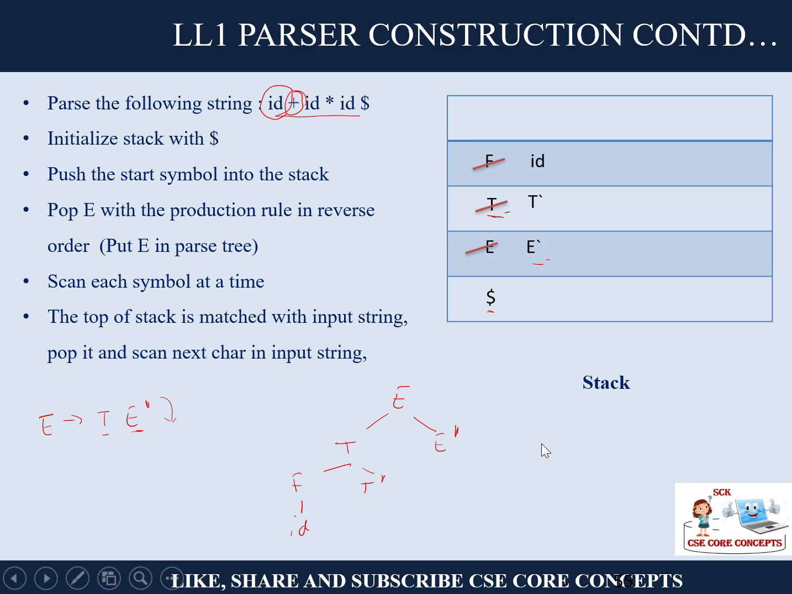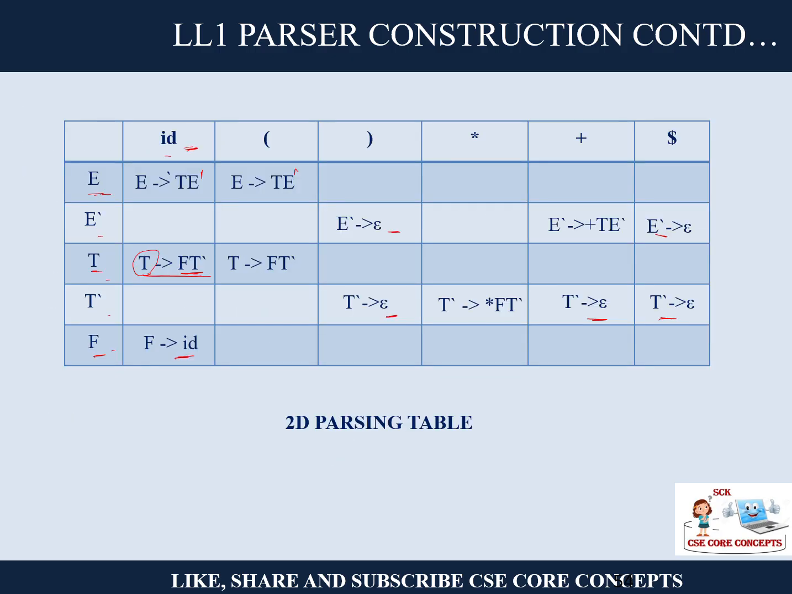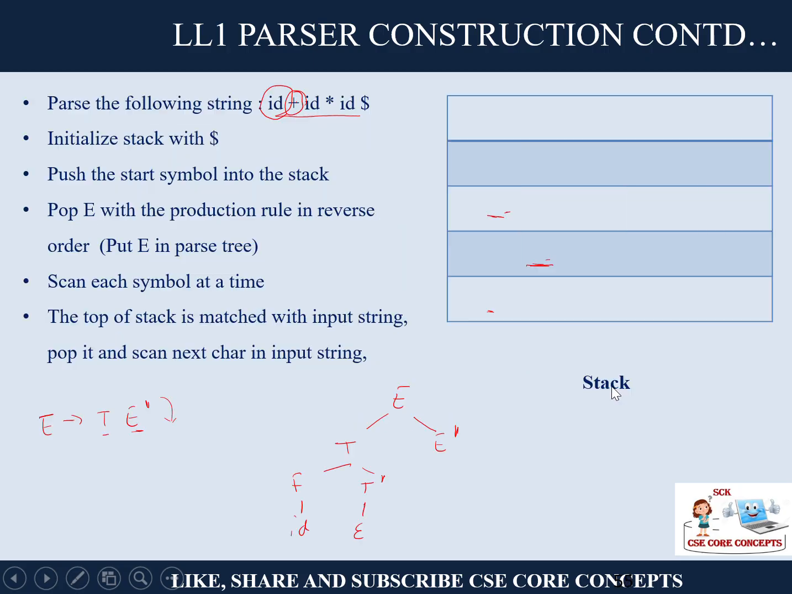We have to pop out T dash also with the epsilon. Okay. Now who is on the top of the stack? E prime. Now E prime, the next symbol we want to scan is plus. Let's see E prime to plus. Yeah, I got one grammar. E prime is plus T E prime. So instead of E prime, what we will write here? We will write it in the reverse order. Okay, plus T E prime.